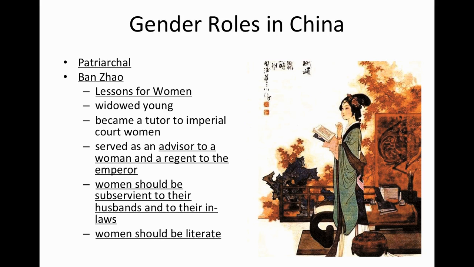China, right? Patriarchal, nothing new here. Remember, there are women throughout history that do break the mold. Remember Ban Zhao, she was a poet or a writer. She wrote lessons for women. She was a tutor. She served as an advisor and a regent to the emperor. So, hey, throughout history, we're going to find women that challenge patriarchal systems. She did believe, though, that women should be subservient to their husbands, but she did argue that women should at least be literate and should at least play a role in society, aside from just raising families. So I wouldn't call her a feminist by any means, but probably for the time, she was pretty revolutionary. Ban Zhao.